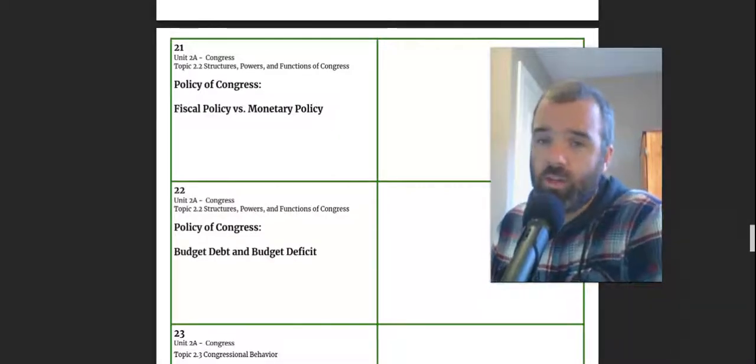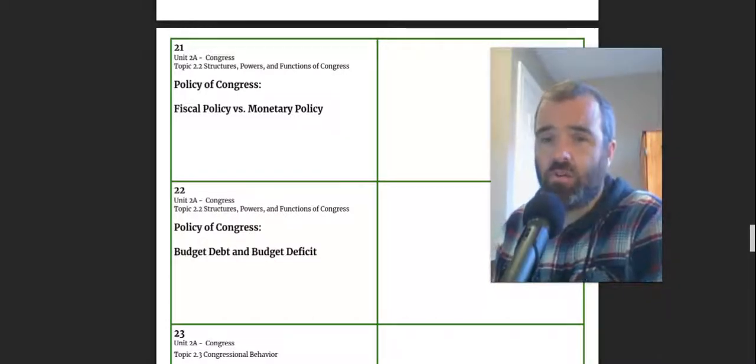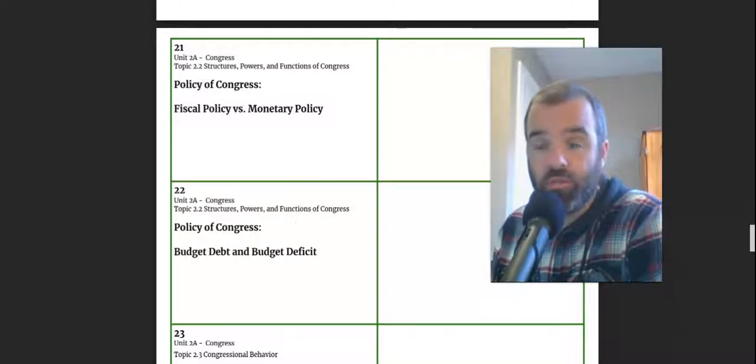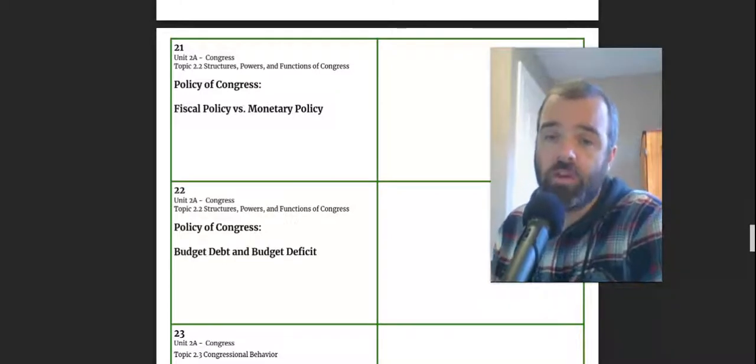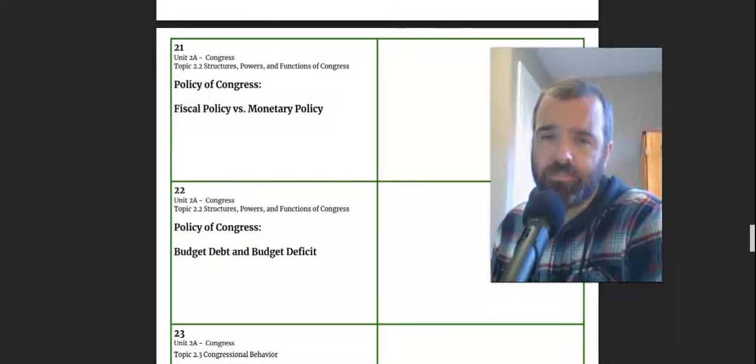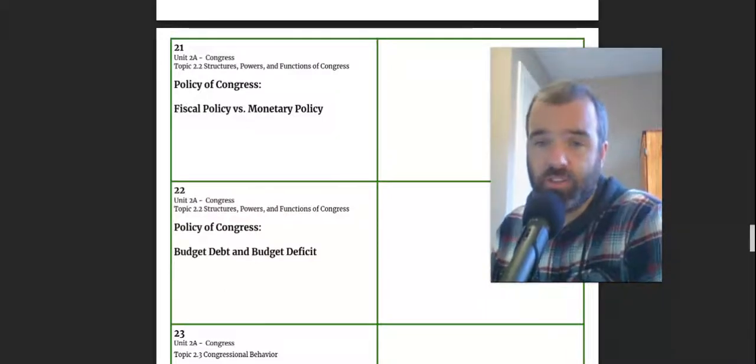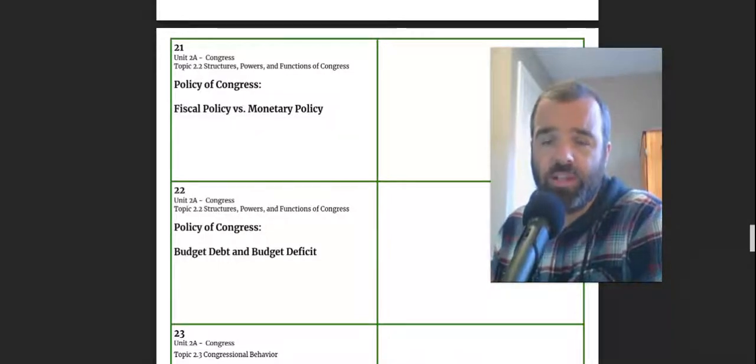So, when politicians come in and they say, I want to cut taxes, or I want to raise taxes on the wealthy, or whatever it is you may hear them say, they're talking about making changes to fiscal policy. Or if they want to have spending programs, they want to spend money on health insurance, they want to spend money on infrastructure, that's expenditure, that's fiscal policy.